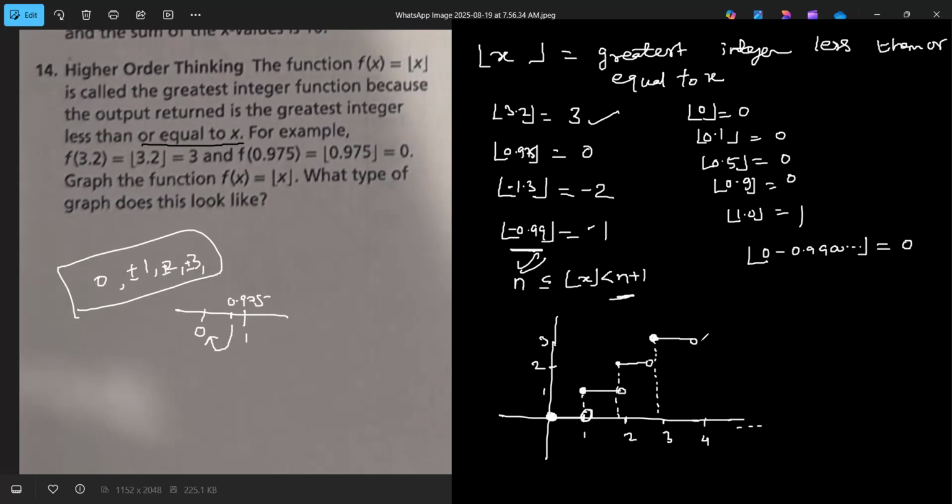So your graph looks like what? A staircase. And for negative values, it will be what? This will be open. This is -1, this is -2, and so on. Understood? This is dark, this is open.